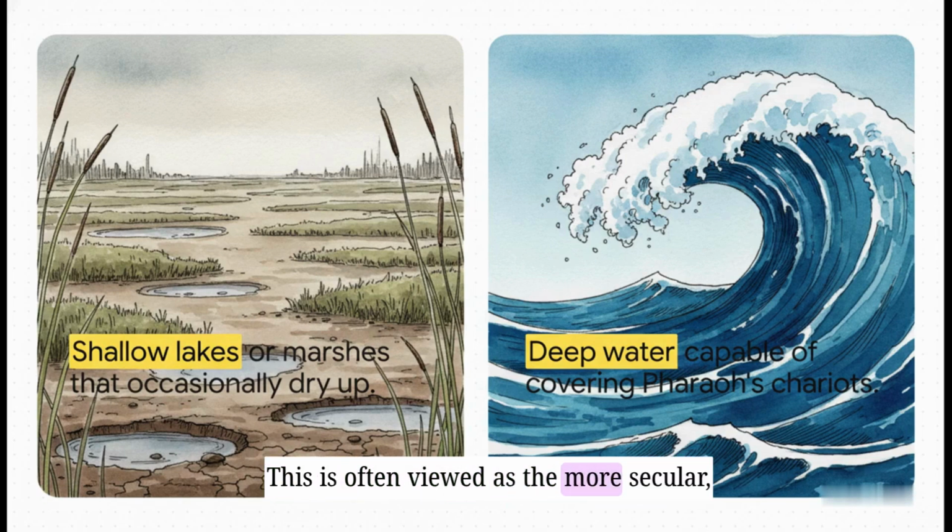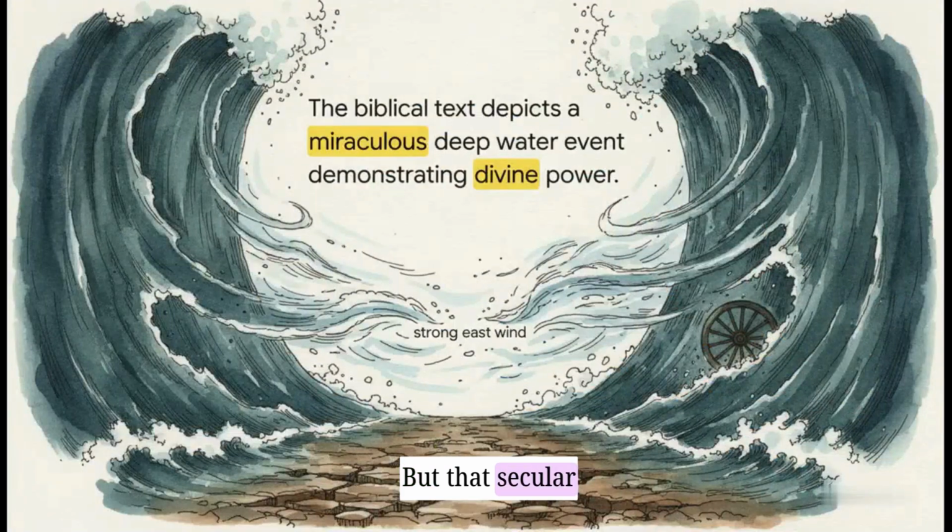This is often viewed as the more secular, naturalistic explanation for what happened. But that secular theory stands in really stark contrast to the explicit claims of the text itself. The Bible explicitly says the Lord drove the sea back with a strong east wind and divided the waters, forming a literal wall of water on their right and on their left.